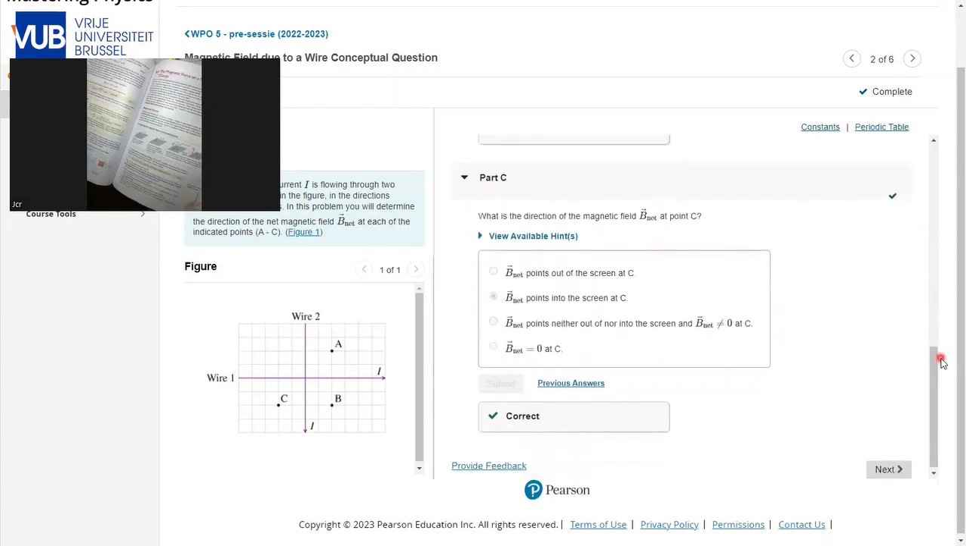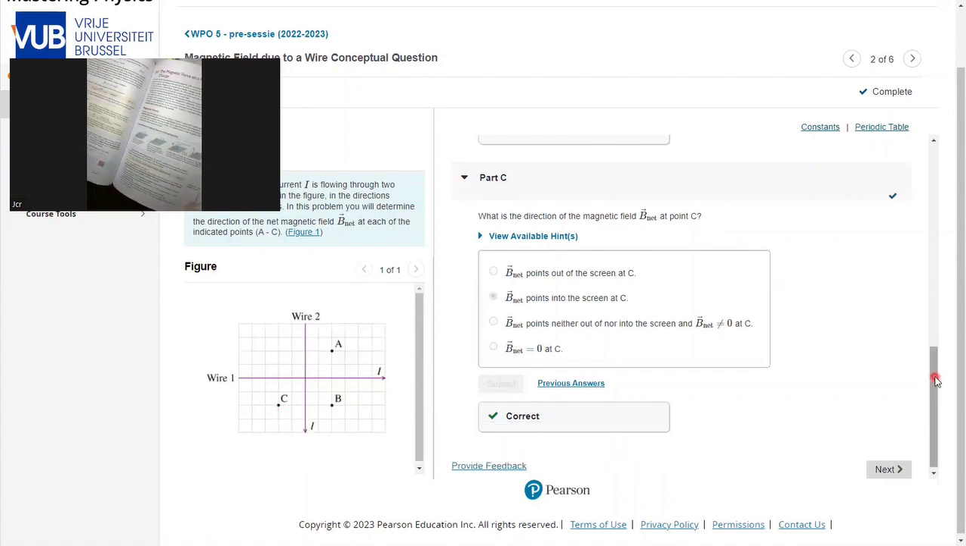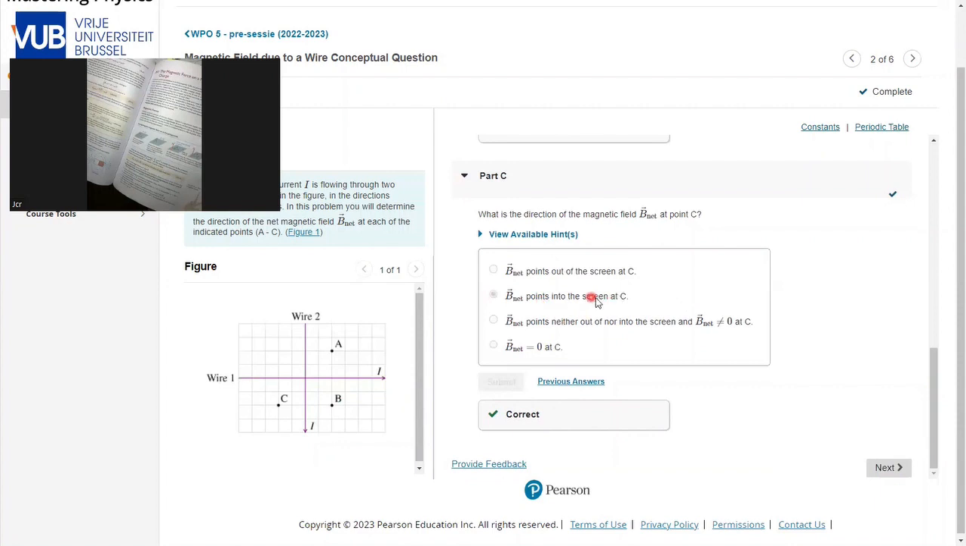Then you have part C. What is the direction of the magnetic field B at part C? You have your wire 1, and it's going to be in C. C is basically here. Wire 2 is also going in C, because wire 2 is turning like that, and instantly it's going to be in C. Wire 1 also in C. So these two are going to be into the screen, here.